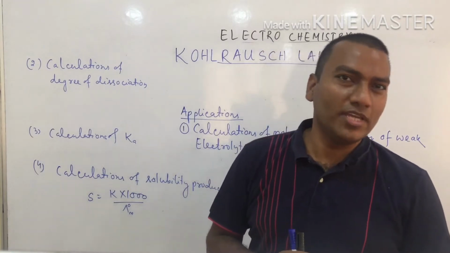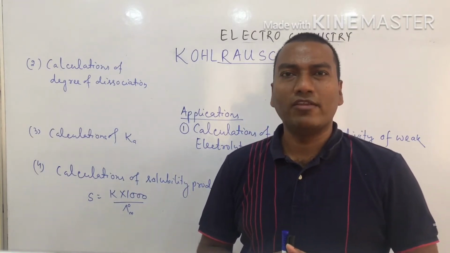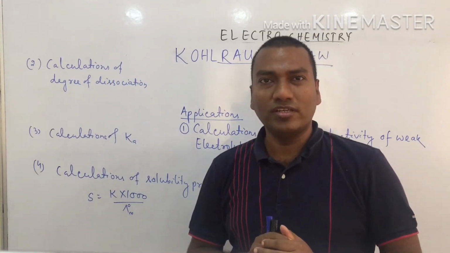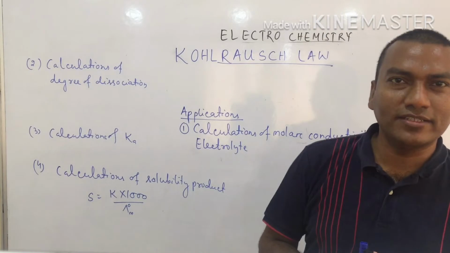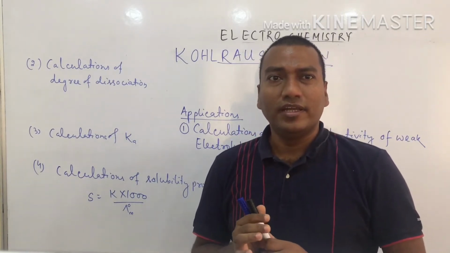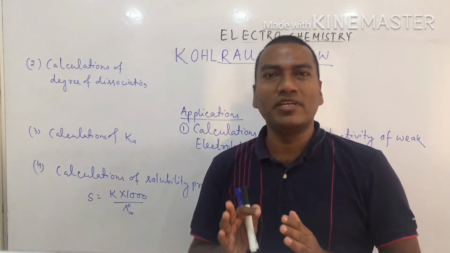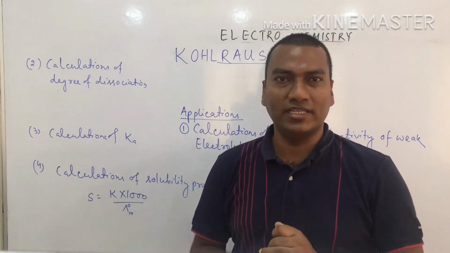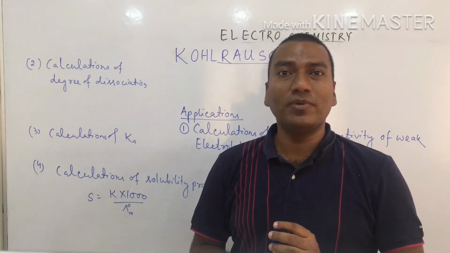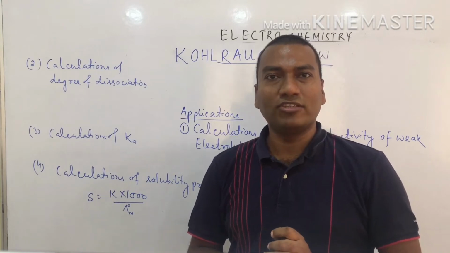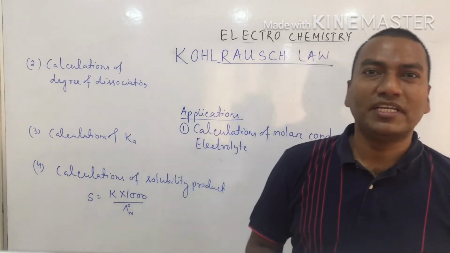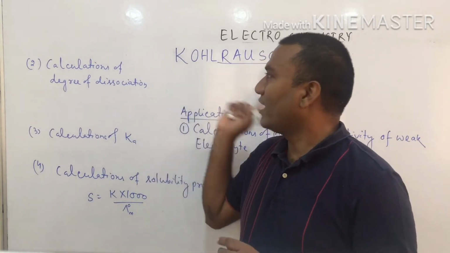In the previous class we read the Debye-Hückel-Onsager equation. What was the equation? Lambda m equals lambda m naught minus A into root over C. From that equation, it was very difficult to calculate the limiting molar conductivity of a weak electrolyte. That means for a weak electrolyte, the lambda m naught value cannot be calculated easily. So how can it be calculated? It can be calculated by Kohlrausch law.